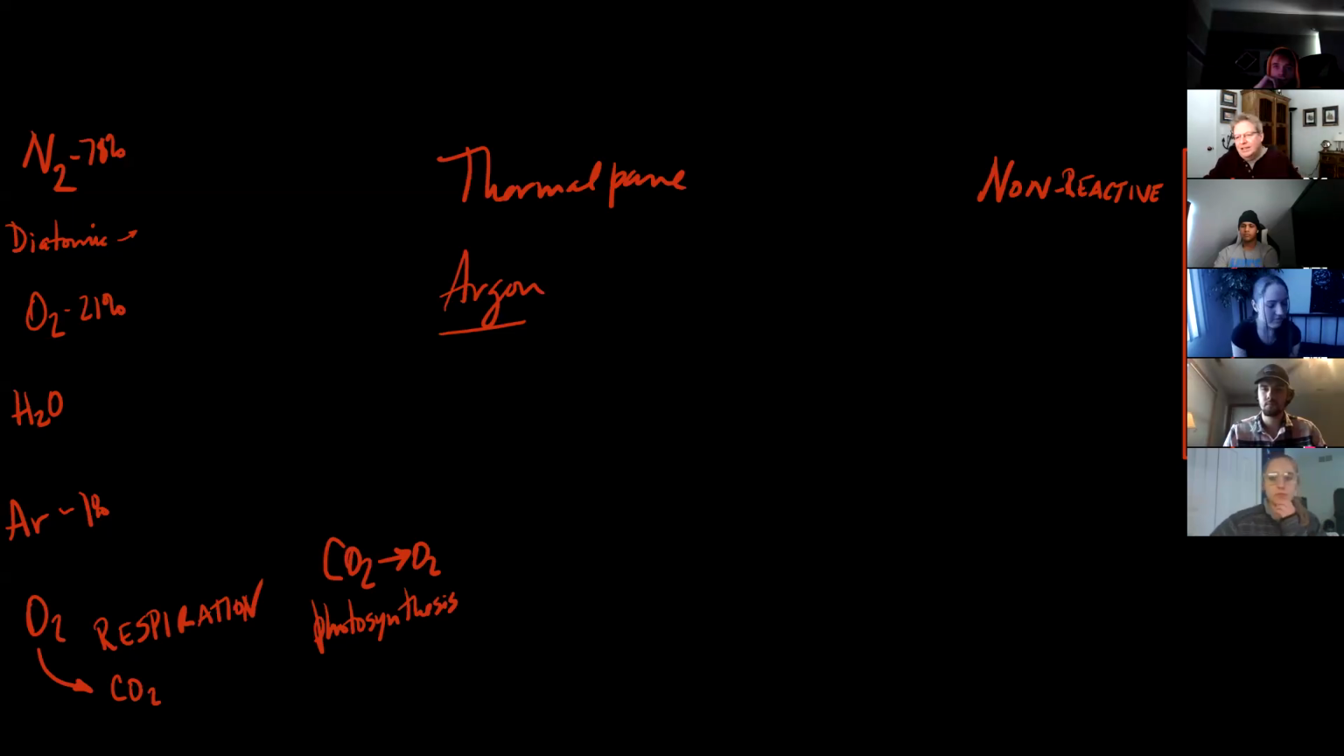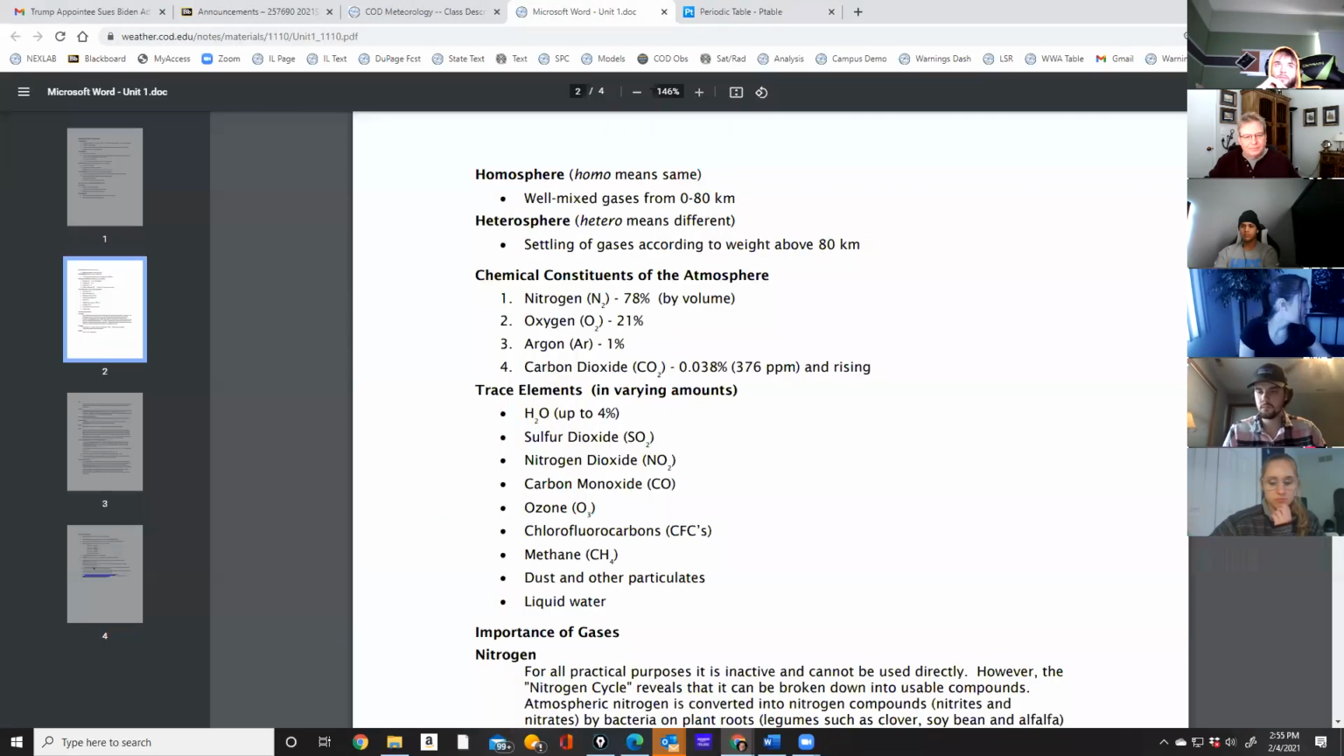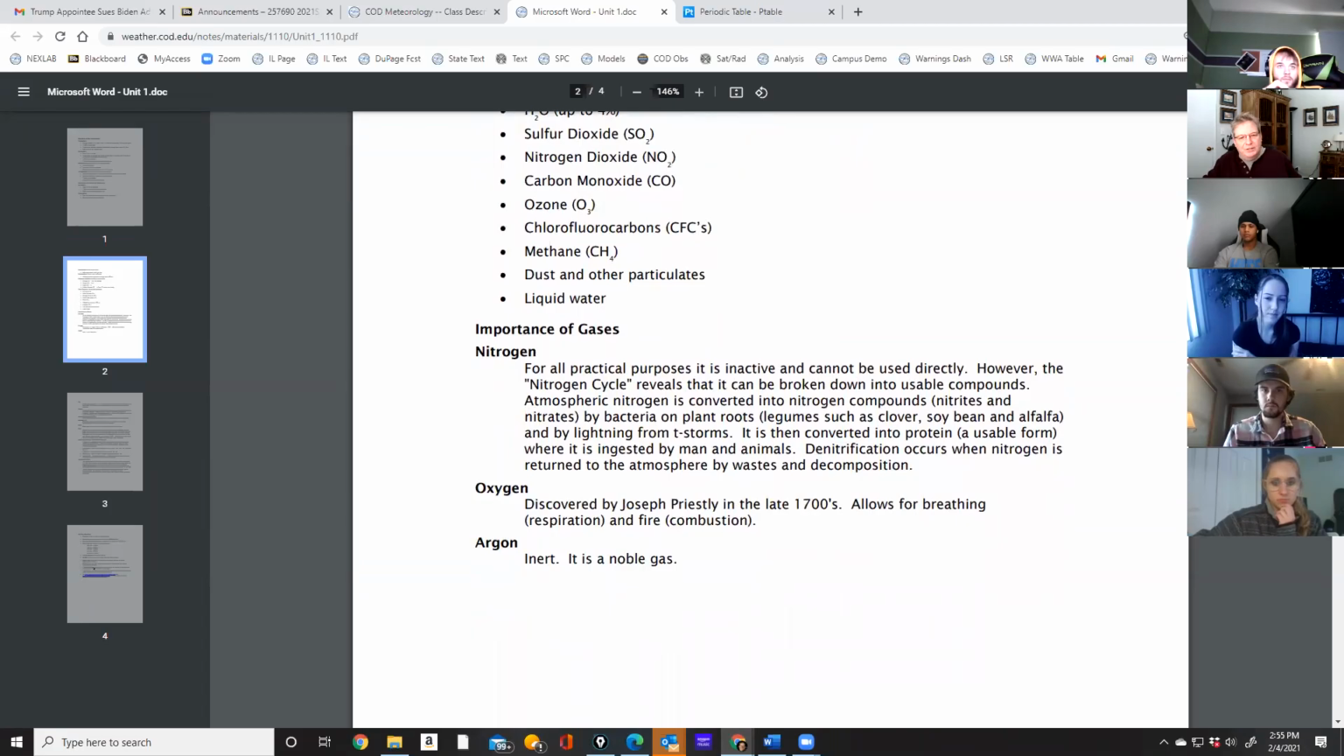Now, what about nitrogen? What's nitrogen used for? It says in the notes. So if you go back to the notes, here's information that's already there for you.